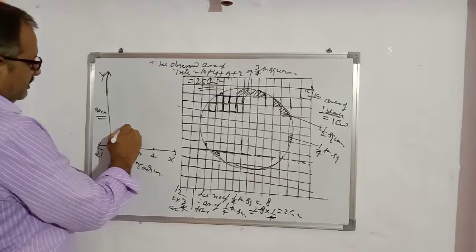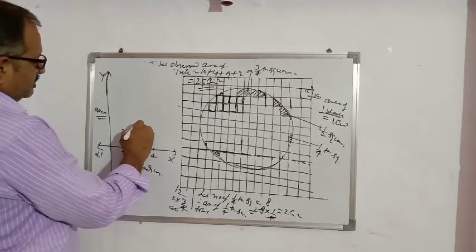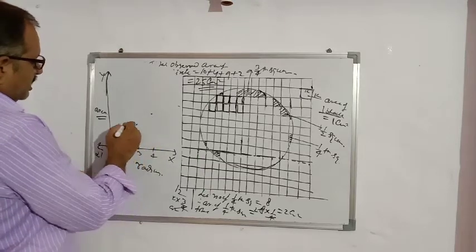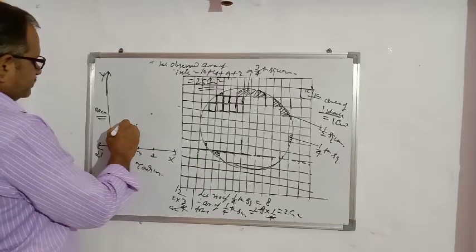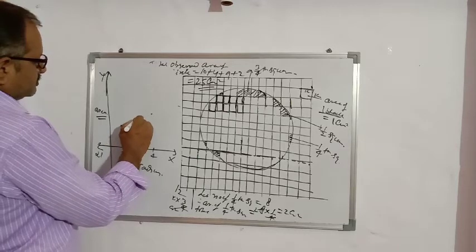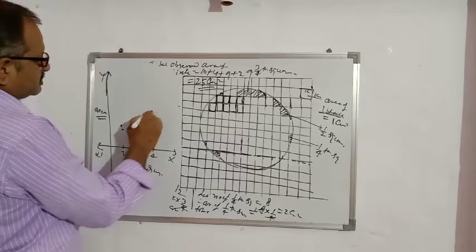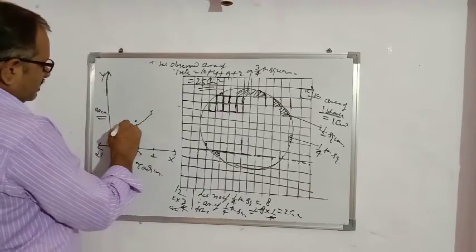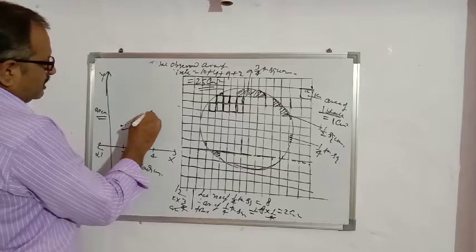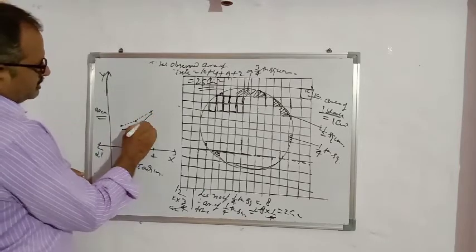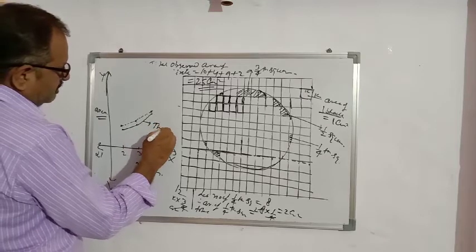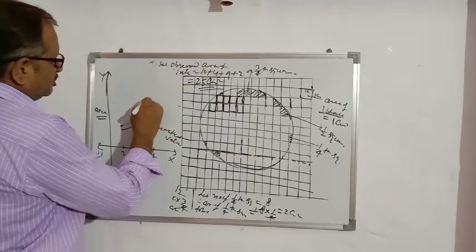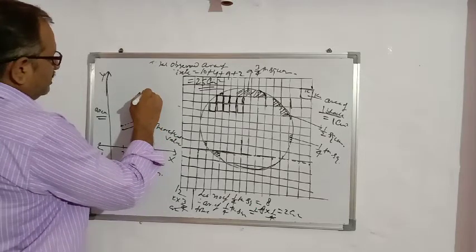Suppose this is the theoretical value, like this, and the observed value. We have to join the theoretical values with the help of a scale, and the observed values we will join with dotted lines. So this is the theoretical value, and this dotted line represents the observed area.